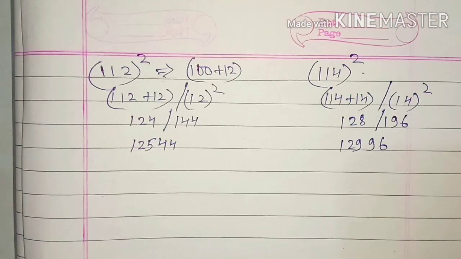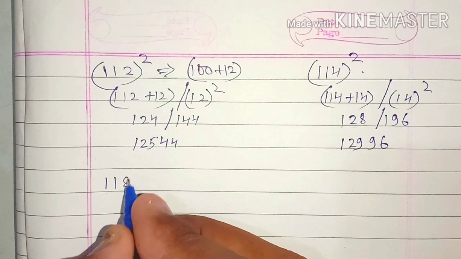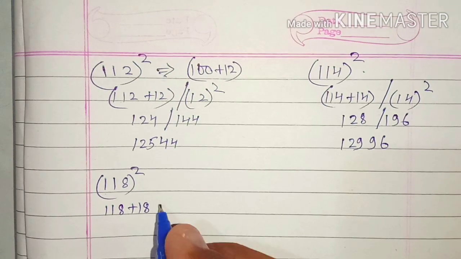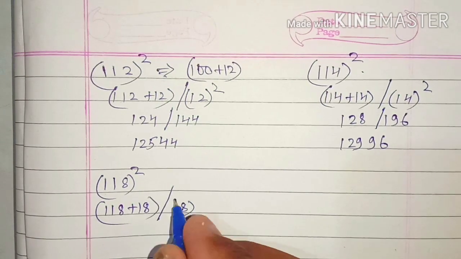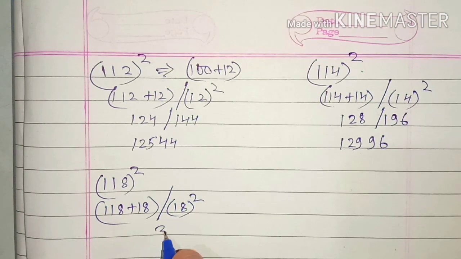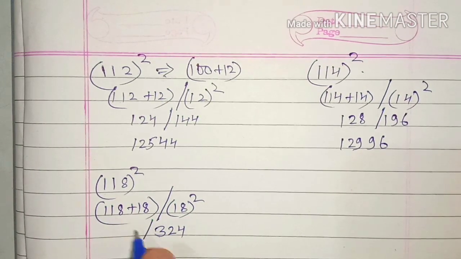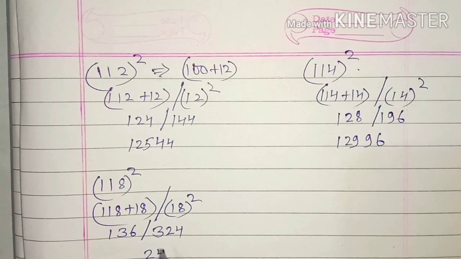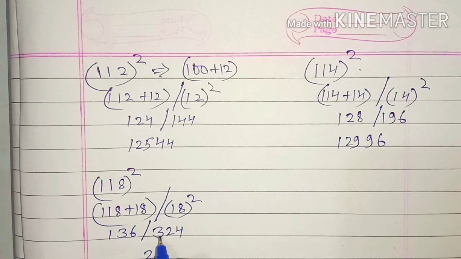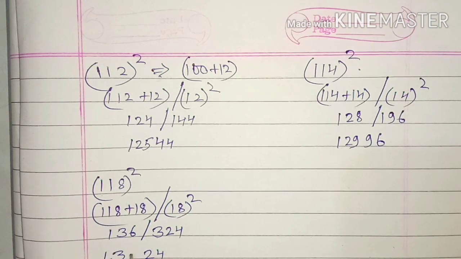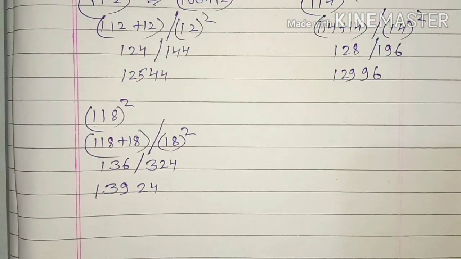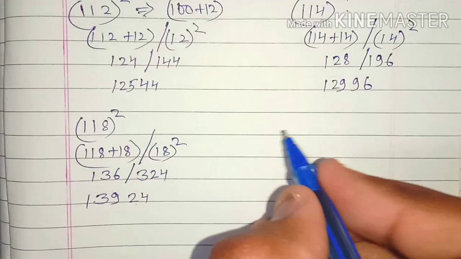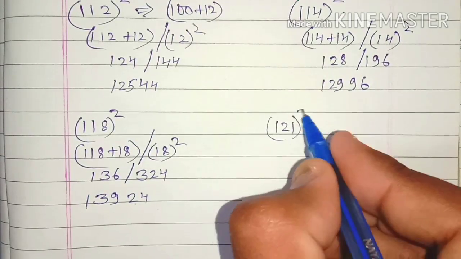We'll take one more example, 118 square. 118 plus 18, and on the right side the square of 18. 18 square is 324. 118 plus 18 is 136. 24 can be written the same, 3 will be carried to the left. 136 plus 3 becomes 139. Next, 121 square.